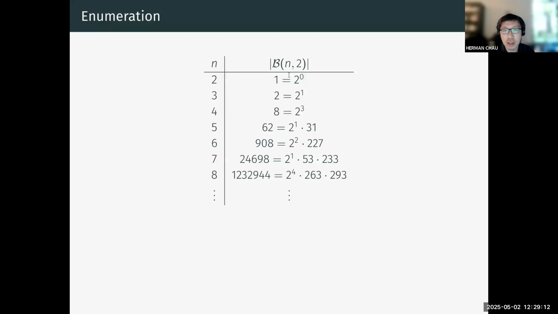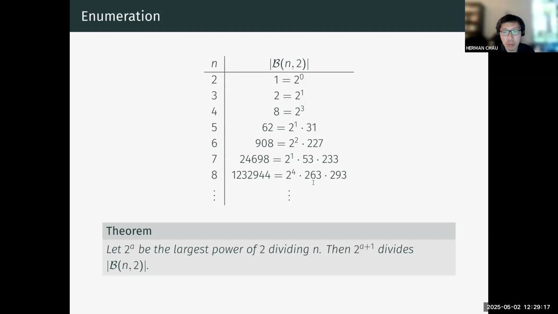On the other hand, what's surprising is that there seem to be relatively large powers of 2 here. And so a theorem I've shown is that if you let 2 to the a be the largest power of 2 dividing n, then you can divide the size of Bn2 by 2 to the a plus 1. This holds starting from n equals 3. So for example, at n equals 8, 8 divides 8, but 16 divides b of 8 too.